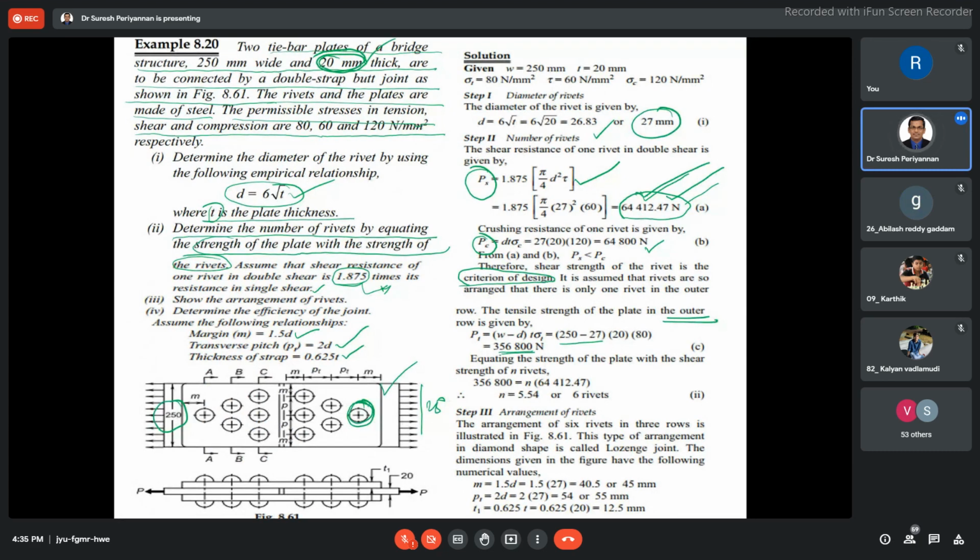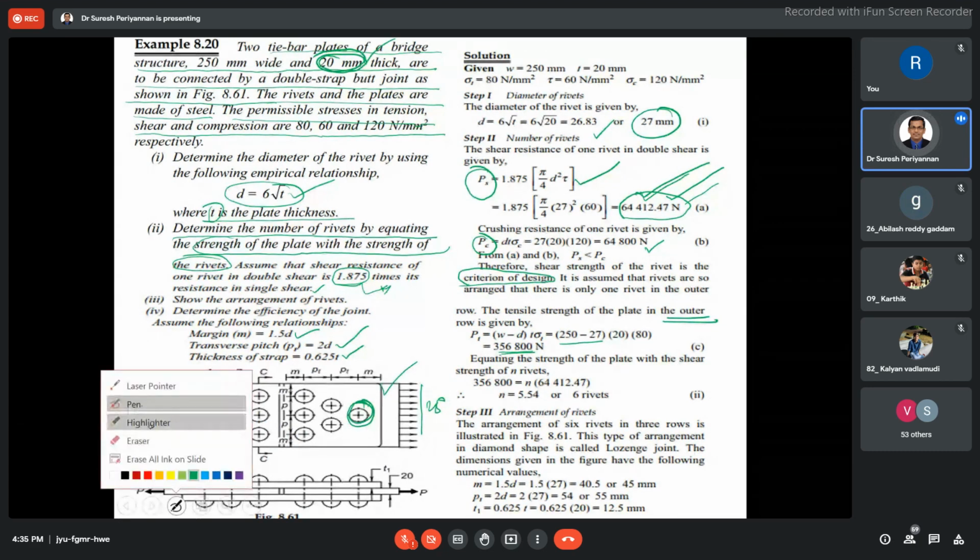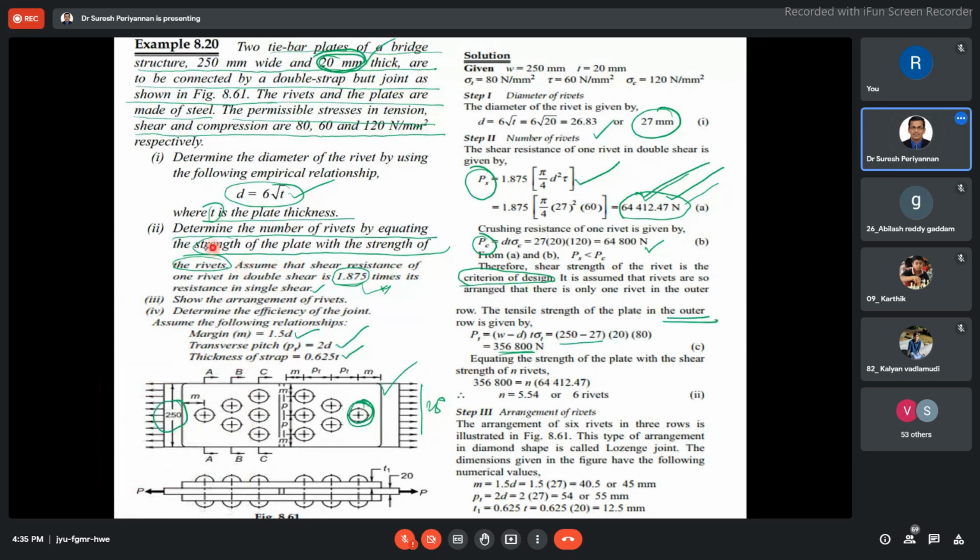Now equating the strength of the plate with the shear strength of the rivets. That's the condition given here, and that's what we are following. See the condition: determine the number of rivets by equating the strength of the plate with the strength of the rivet. Okay, that's what we are equating now.